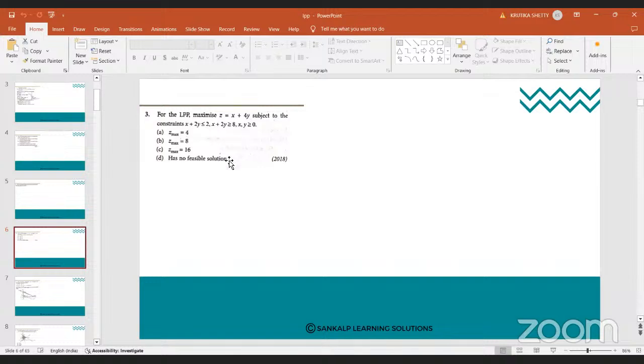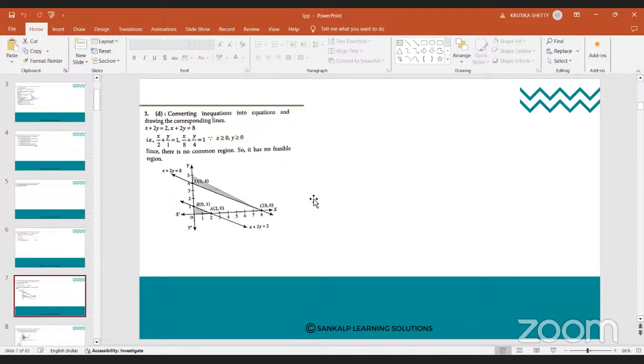So we need to follow the procedure of solving the LPP. Here we will be discussing the solution. First, we need to convert the inequations into equations. So the two equations will be x + 2y = 2 and x + 2y = 8.